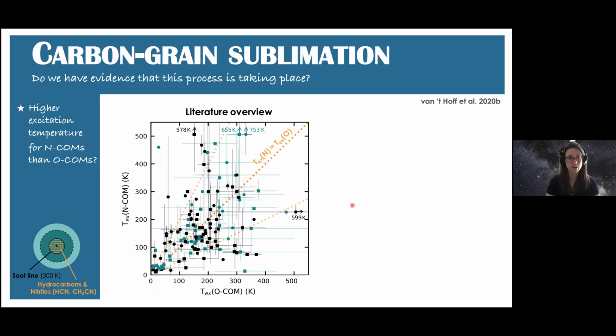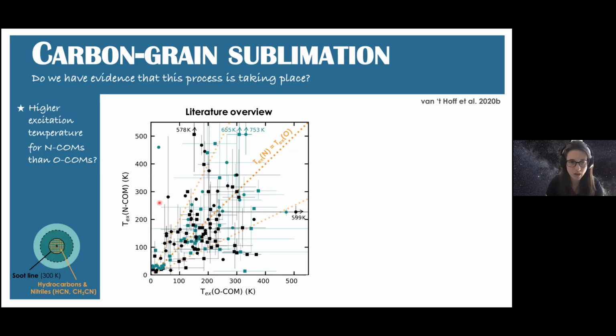And the same is true when we look at the excitation temperature. So this is a complicated figure that I'm going to walk you through in steps. So this is showing an overview from the literature of measured excitation temperatures from observations for nitrogen and oxygen-bearing molecules. So each point in this figure is a source that has been studied in one particular study. So if a source has been studied multiple times, it will occur as multiple points in this figure.